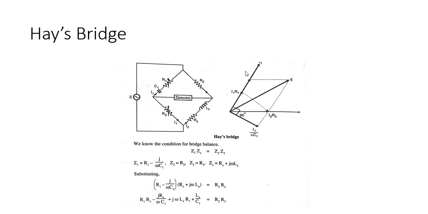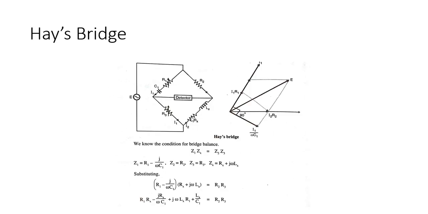Here, to get a solution, we have to separate real and imaginary terms from this equation. If you talk about the real terms, you will get an equation like this for real: R1 into Rx plus Lx divided by C1 is equal to R2 into R3.